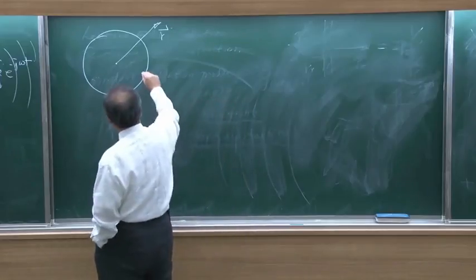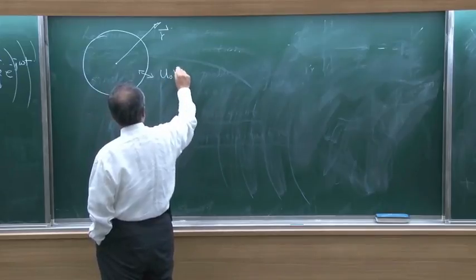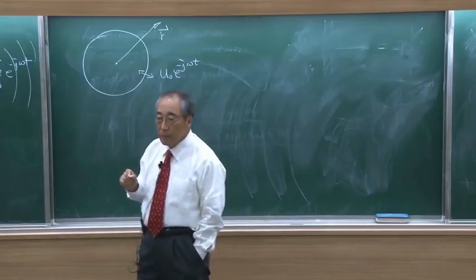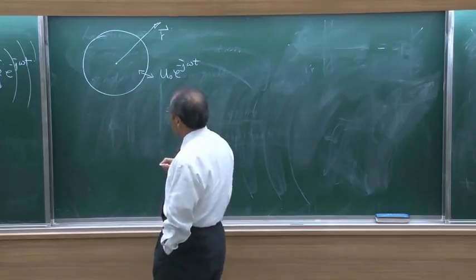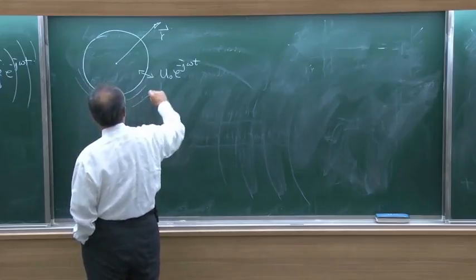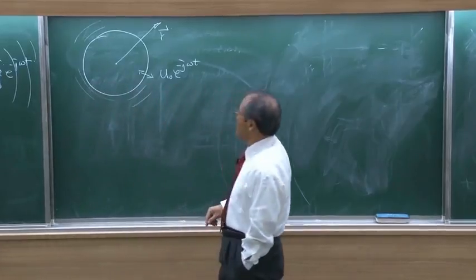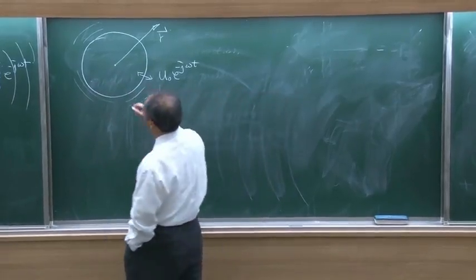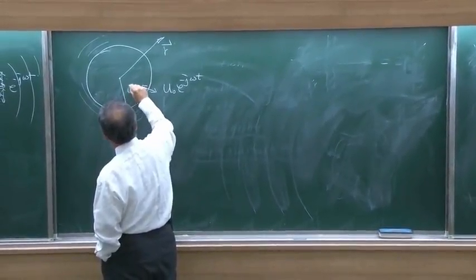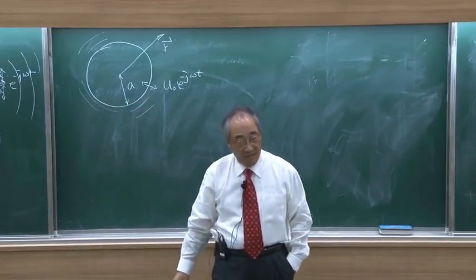Now, assuming this one is vibrating with magnitude U0 and frequency omega, it will vibrate and radiate sound. And suppose the radius of this sphere is A. Okay.